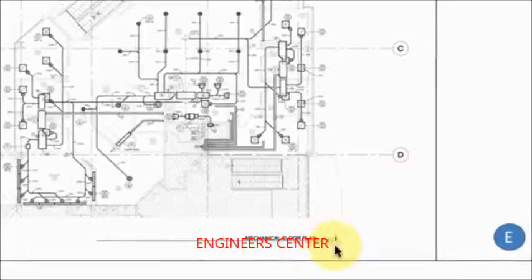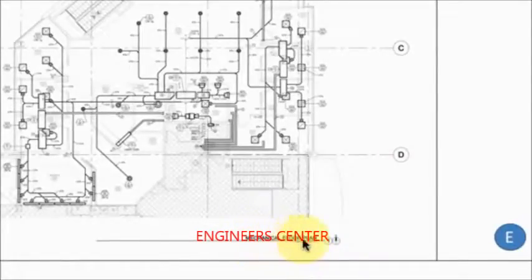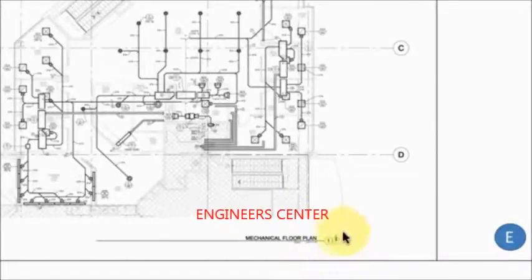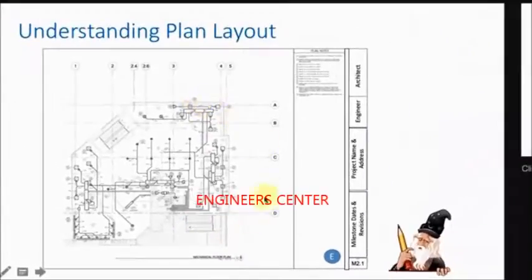Down here should be which floor you're on and the scale, and then of course the north arrow telling you which direction is north. In this case the top of the page is north.